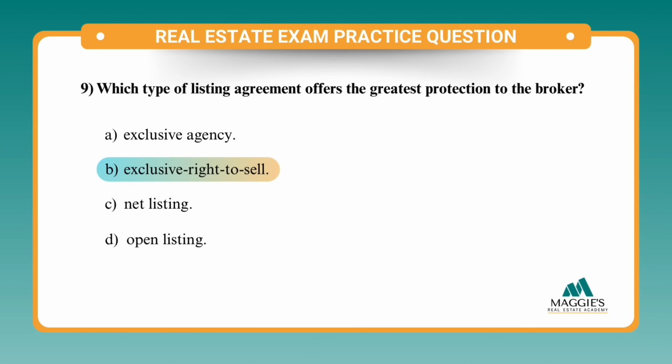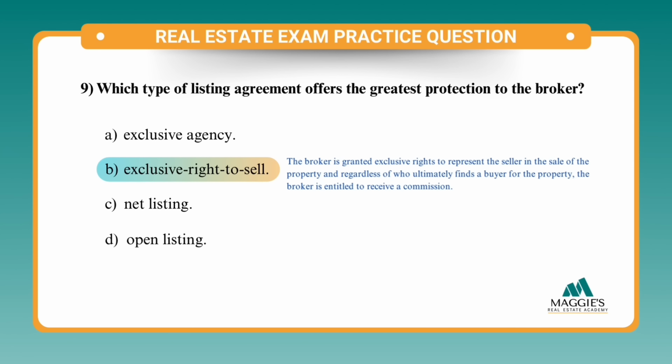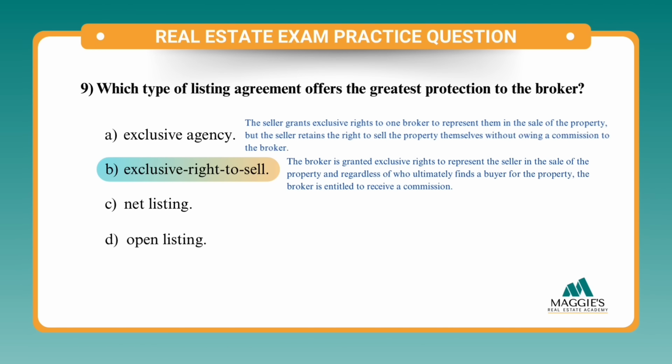This arrangement offers the highest level of protection to the broker because they're assured compensation for their services, regardless of the circumstances surrounding the sale. Now, let's talk about the other listing options. In an exclusive agency listing agreement, the seller grants exclusive rights to one broker to represent them in the sale of the property, but the seller retains the right to sell the property themselves without owing a commission to the broker.